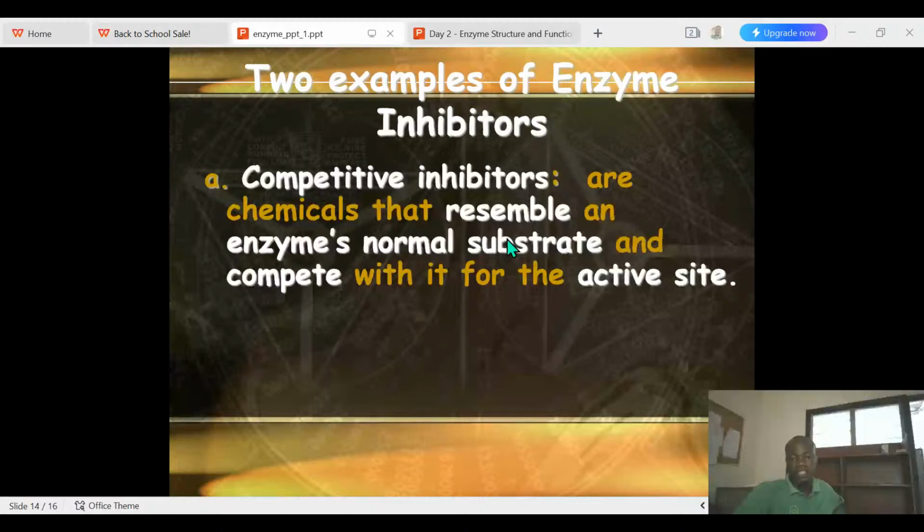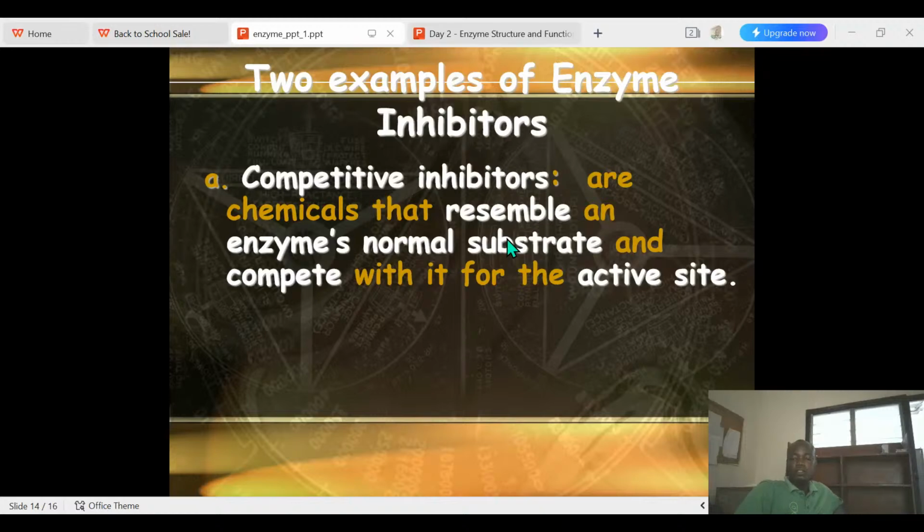Because there are some enzymes that are important for the survival of a particular microorganism. So if you are able to identify such enzymes, you can design an inhibitor that can bind to the active site of the enzyme and block it. And that is what we call competitive inhibitors.